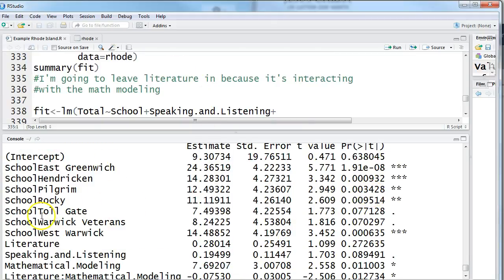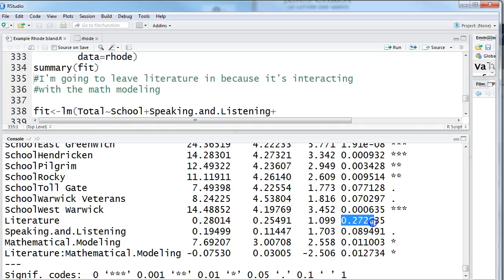Why was this an issue? Oh, because look at literature right now. 0.27. Literature should probably be the next thing we delete, but literature is used right here in an interaction. So if literature times math is important, does that imply that both literature and math have importance and they should both be in the model? Well, you could argue either way. I'm going to argue it should stay in.